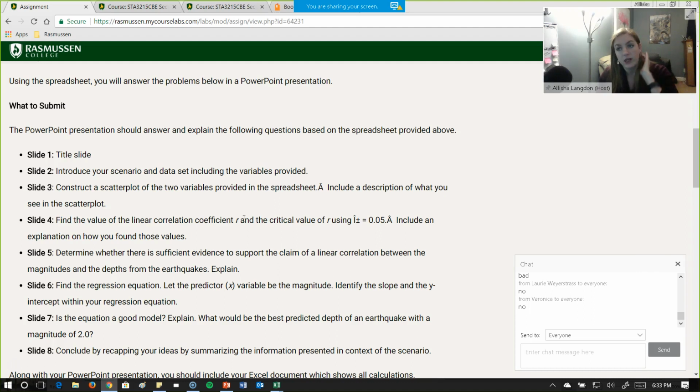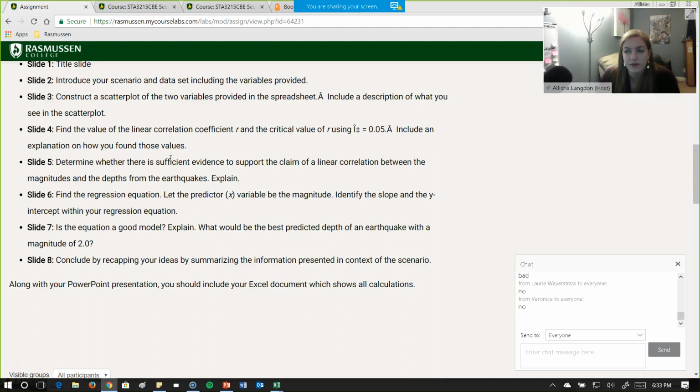So tell me what R is and find the critical value of R using alpha. That should say alpha equals 0.05. I have no idea what that symbol is, but that should say alpha equals 0.05, and you can just ignore that too. They throw in random symbols here. I don't think it translates from Word documents very well. Include an explanation on how you found those values. Just a short, brief explanation, what you typed into Excel basically.